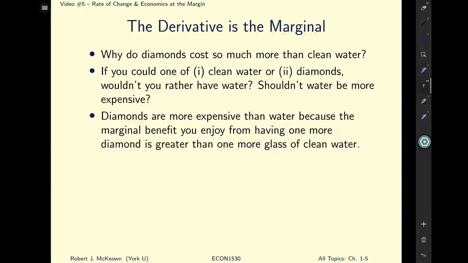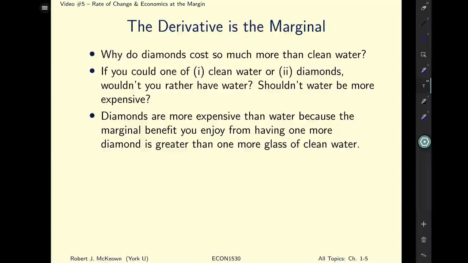If you're living in Toronto and you have a decent apartment and a decent house, and you're not in poverty or in some very unusual circumstance, you have lots of clean water, right? I have lots of clean water. All I have to do is turn on my tap, and I have access to clean water. So one additional glass of clean water doesn't have much value to me. I already have so much. But I don't have very many diamonds.